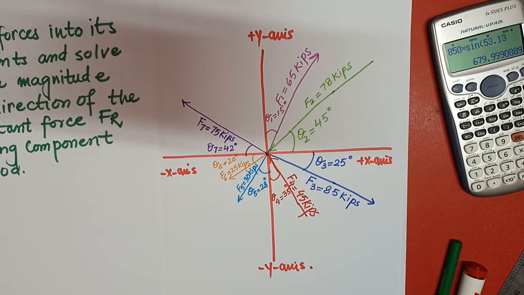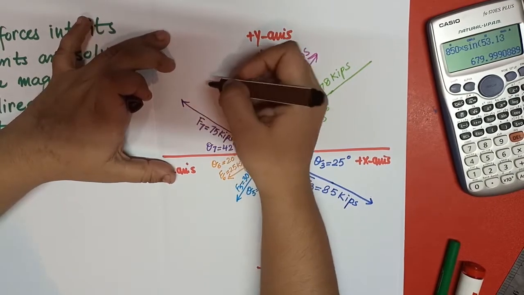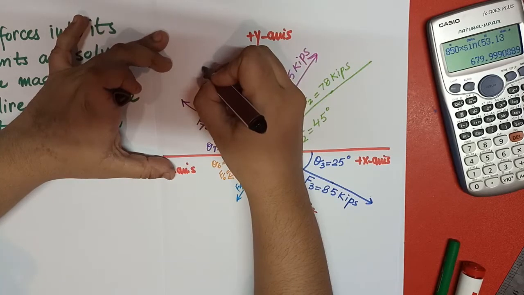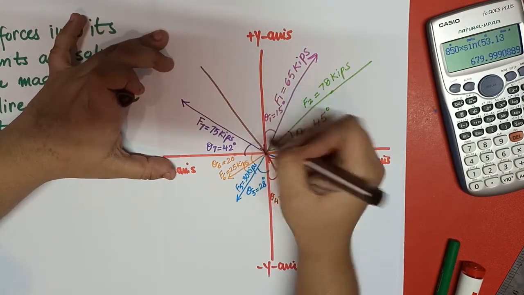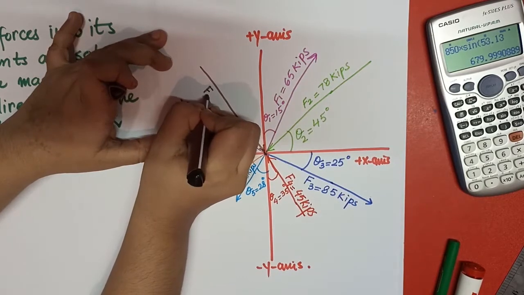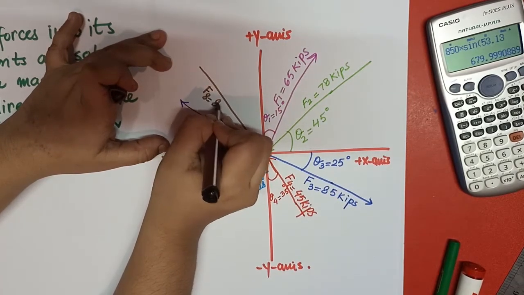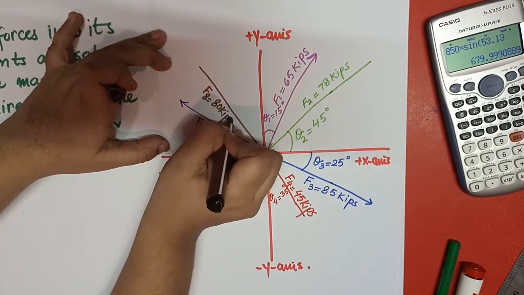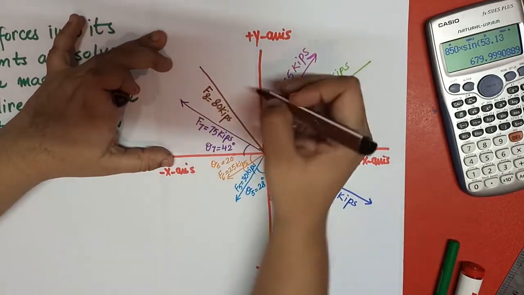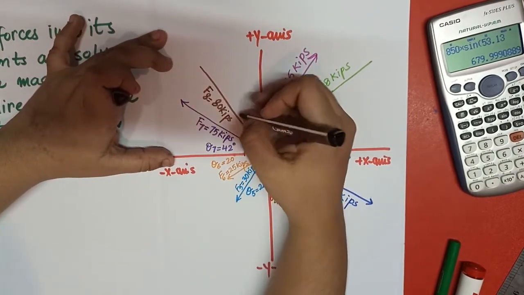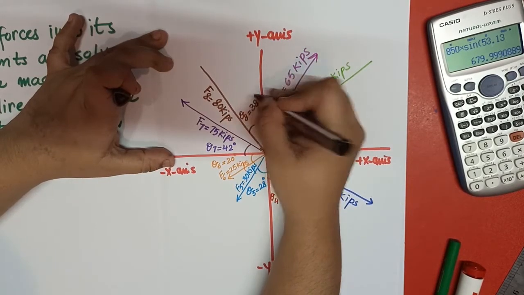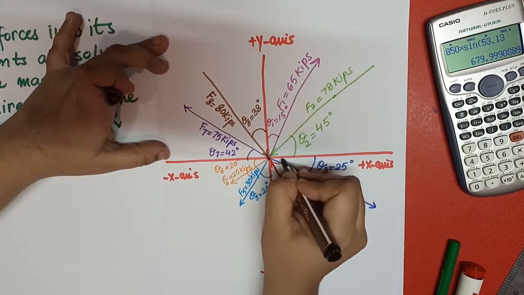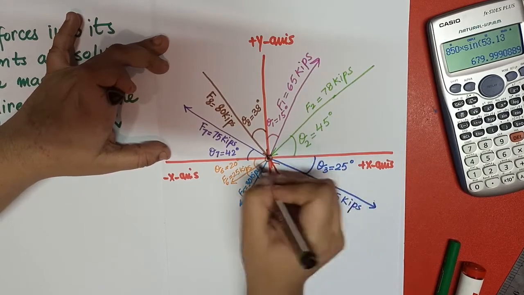And the other force is moving inward and its size is greater than F7, so I am taking the bigger size as well. So F8 is equal to 80 kips, and the angle theta 8 is equal to 38 degrees. And you know very well this point is the origin.